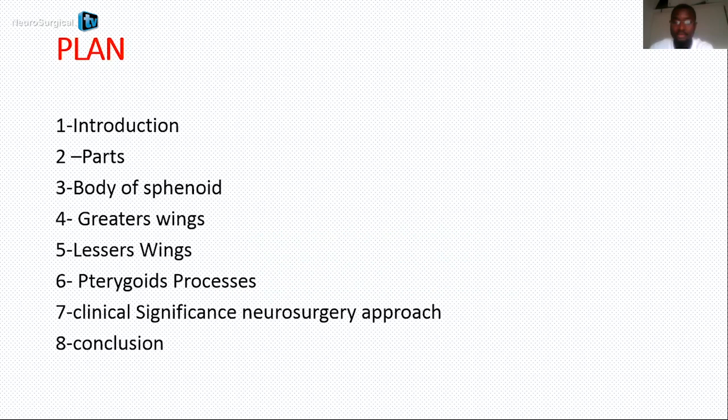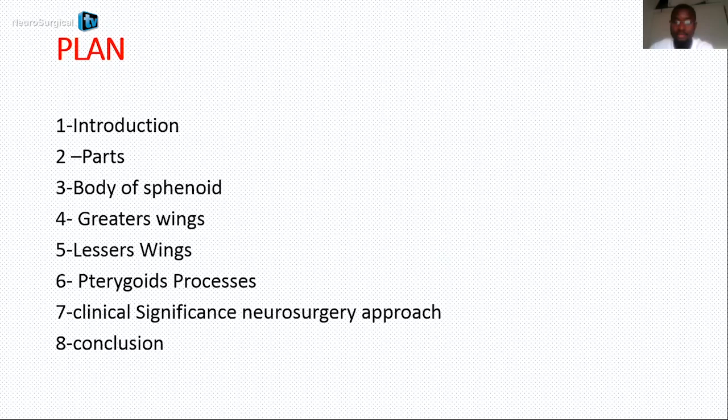I will use this plan: introduction, then parts of this beautiful bone, which is a very complex bone. We will talk about clinical significance and neurosurgery approaches, and after we will conclude. We will talk about the body of the sphenoid, greater wings, lesser wings, and pterygoid processes. We will talk about all these parts of the sphenoid bone.